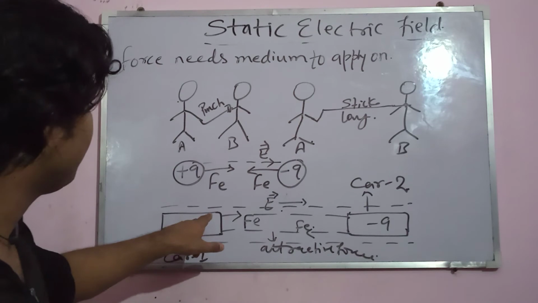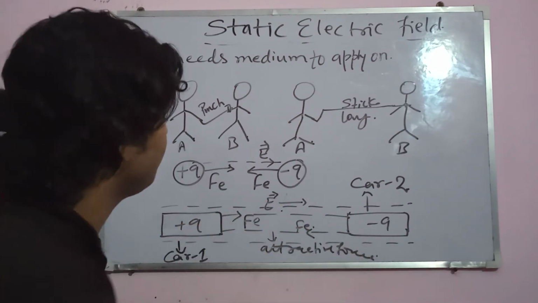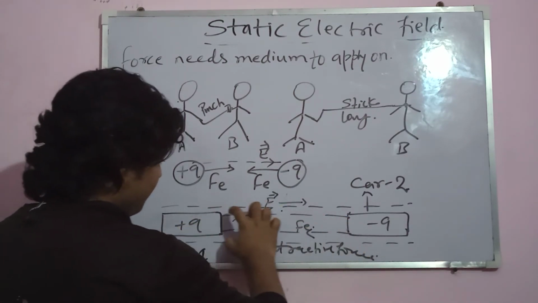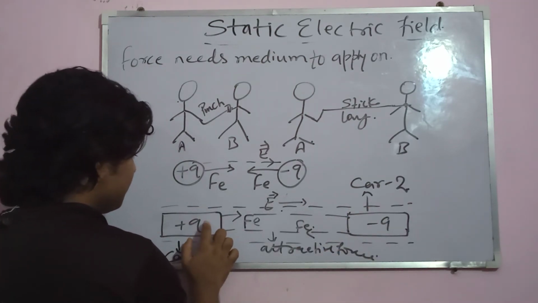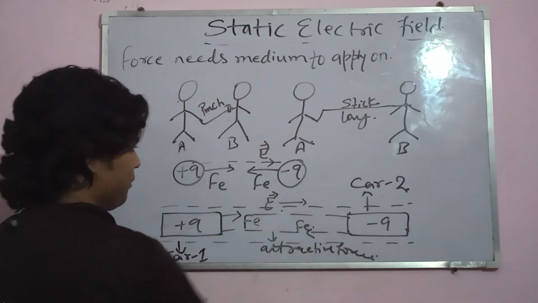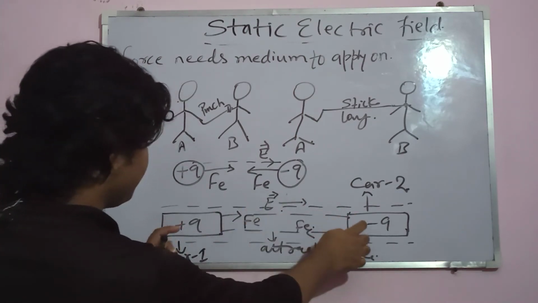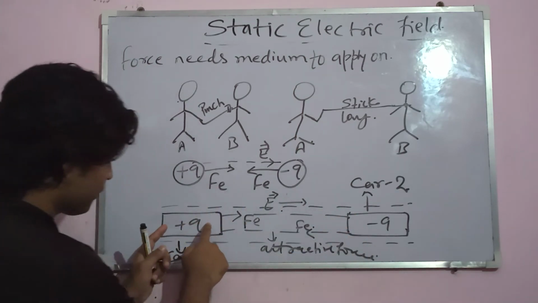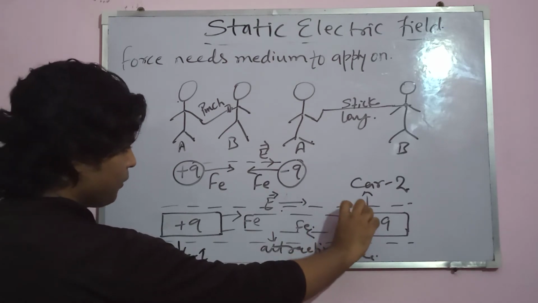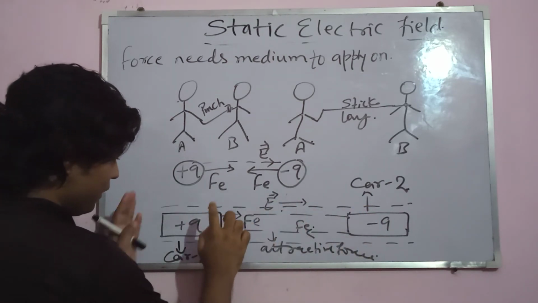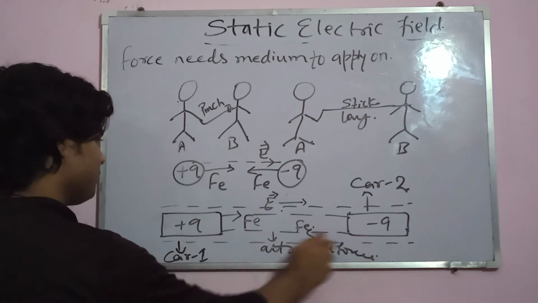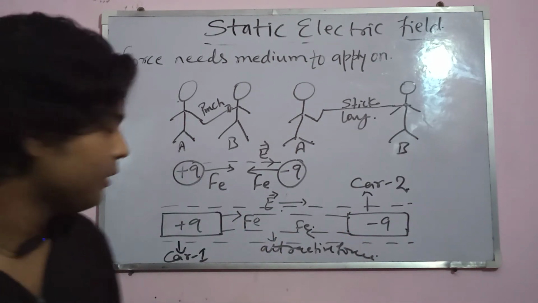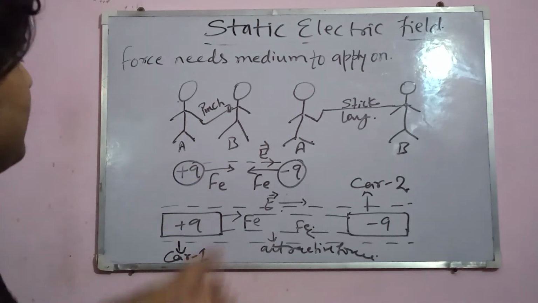So for the effect of plus Q on minus Q, there's a medium that runs from plus Q to minus Q, and through that medium, the force exerted by plus Q or minus Q travels on. For the effect of minus Q on plus Q, there's a medium that goes from minus Q to plus Q, and through that medium, the force of minus Q or plus Q travels. Understood? This is the concept of static electric field.